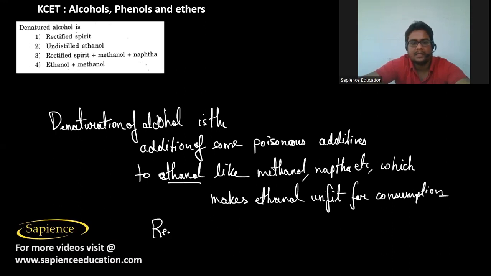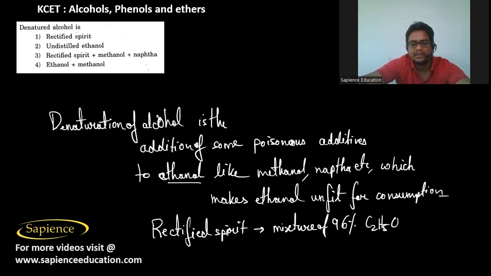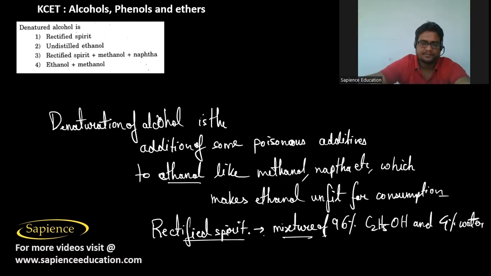Rectified spirit is a mixture of 96% ethanol and 4% water. When 4% water is added to 96% ethanol, that mixture is called rectified spirit.